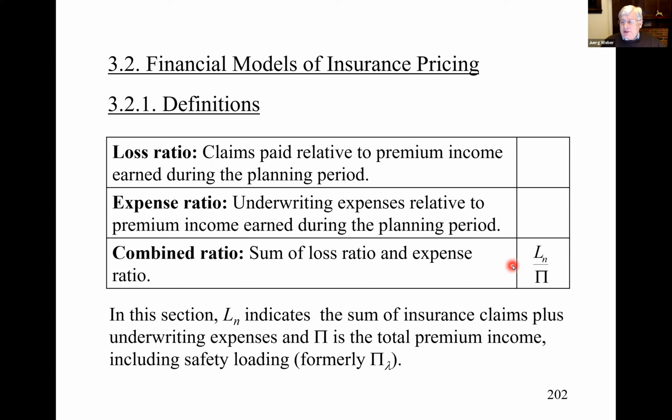We will use this notation here for the combined ratio. So we have changed the notation somewhat. In the preceding chapter, Ln was just the insurance claims. Now, Ln includes the insurance claims plus the underwriting expenses. Earlier, we neglected the underwriting expenses. And pi is now the total premium income, including the safety loading. Formerly, we used here pi lambda, but now we drop the subscript.